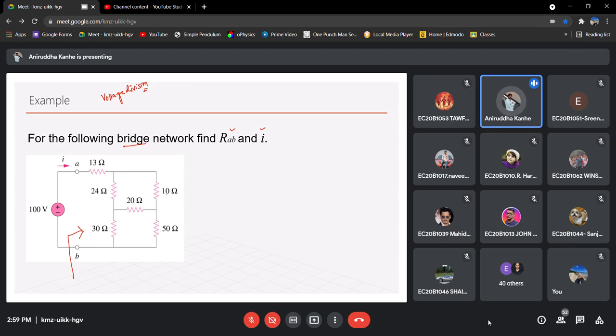One way is to solve the bridge. Now here you have a delta, so you can convert that into its equivalent Y, and then you can solve. That is one way. The other way, since you are only interested in a specific value, which is the total resistance through the source, is to find this current I, and later perform 100 by I, then obviously you end up with RAB. Is it okay?